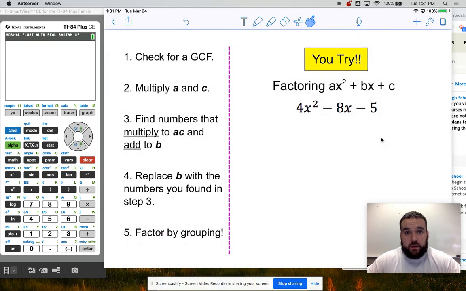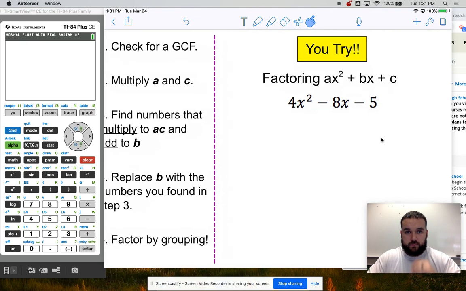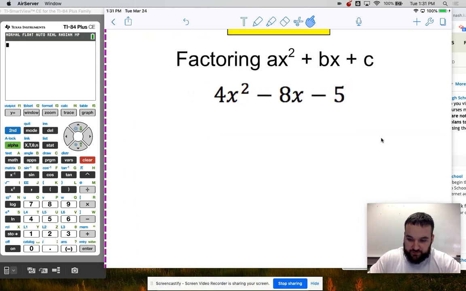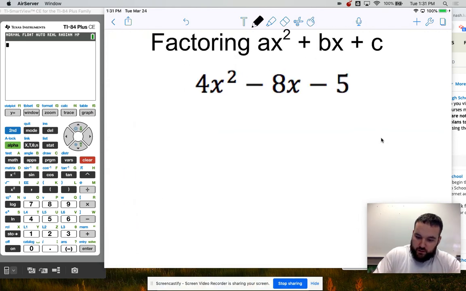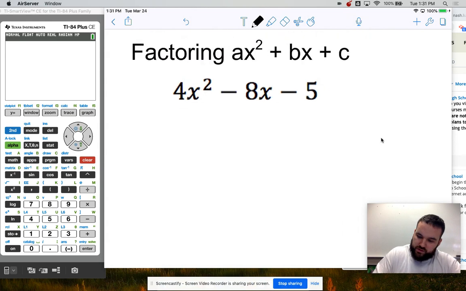Give it a try. Okay, pause the video. See if you can look at the previous examples and see if you can factor this. Okay. If I check for a GCF here, 4, 8, and 5 have nothing in common. It can't just work for the first 2 numbers. It's got to work for all 3. So there's no GCF here.